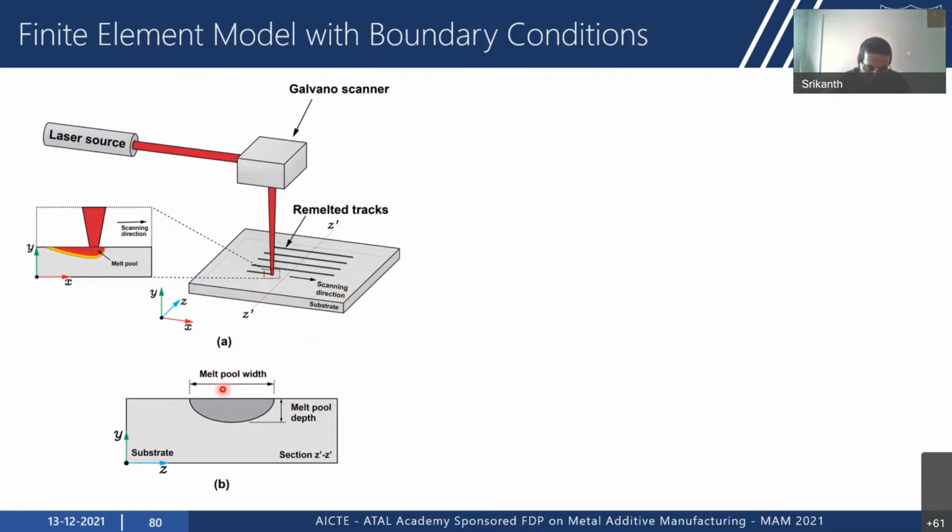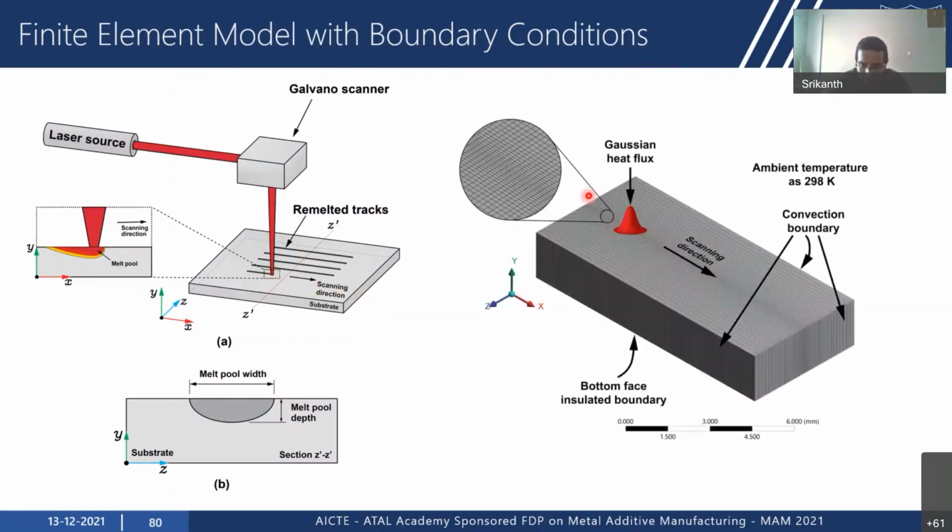This is the melt pool cross section, and this is the model where we have used a Gaussian heat flux. This is the scanning direction, and these are the boundary conditions. Convection boundary conditions are applied on all the surfaces. Ambient temperature is taken as 298 K and insulation at the bottom.